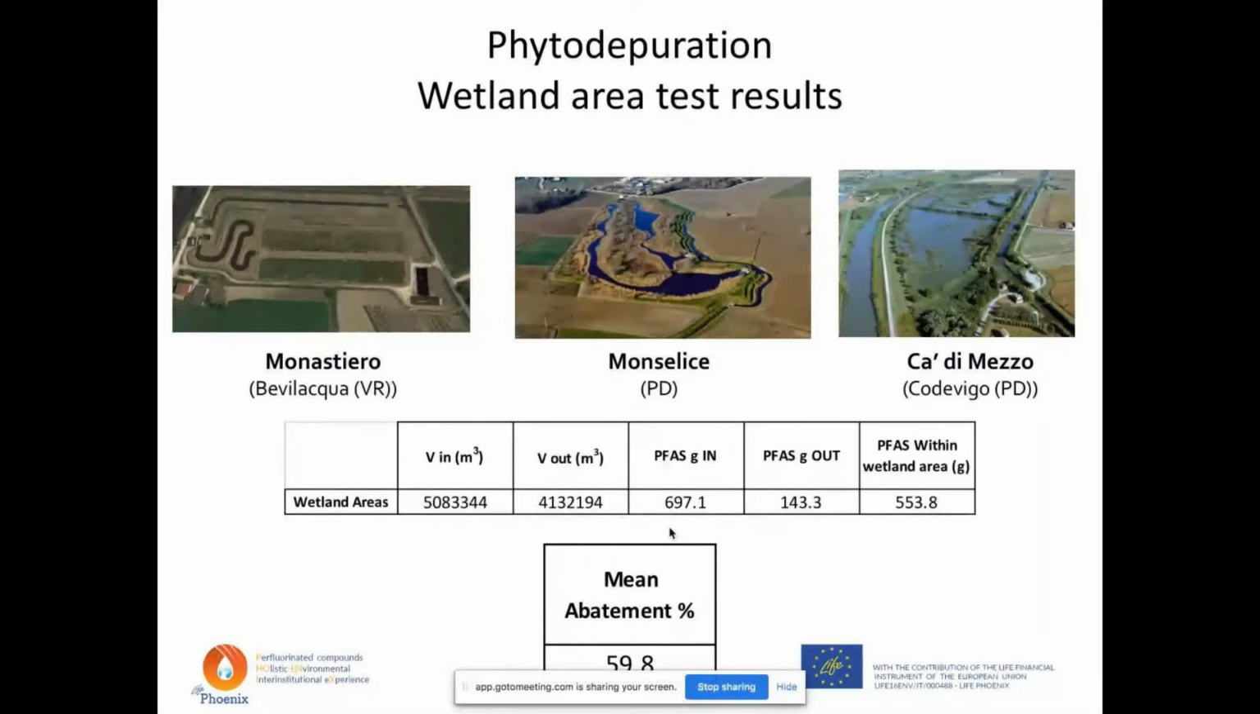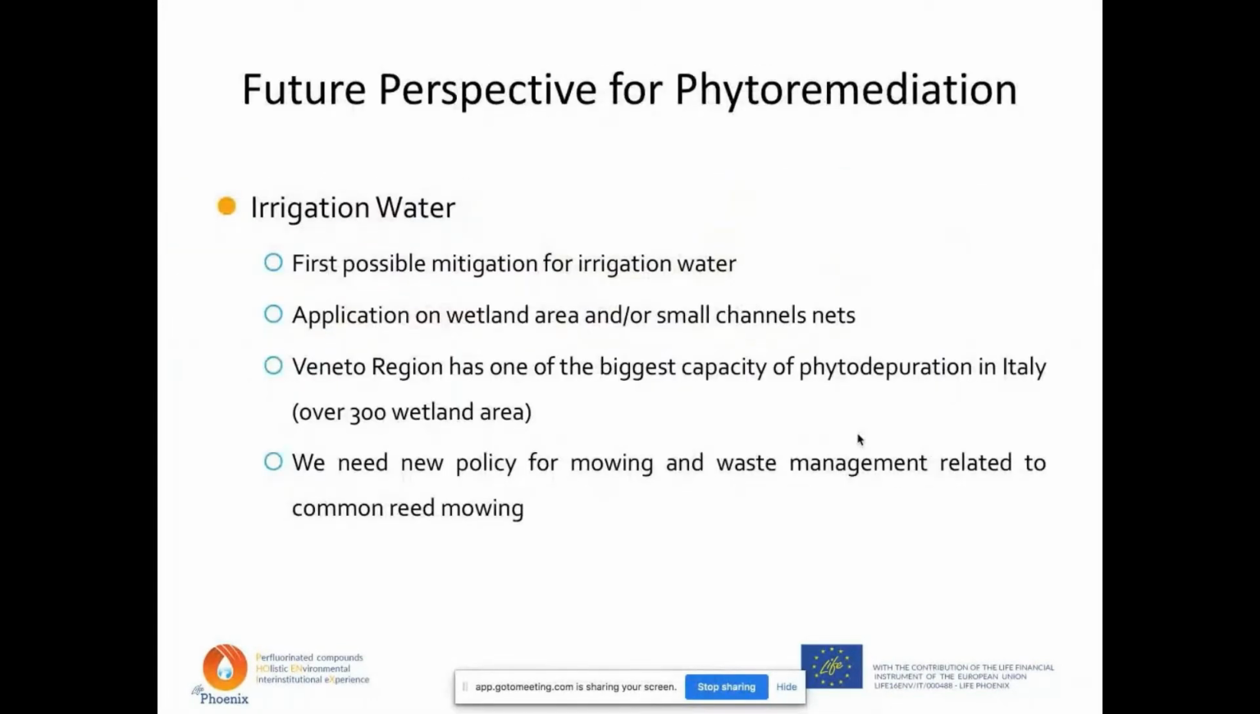And the incredible thing about this natural system is its capacity to store PFAS within the wetland area, which is more than 500 grams each year. So that is a mean abatement capacity of over 50% of what comes inside the system. This is a really big result for the project.